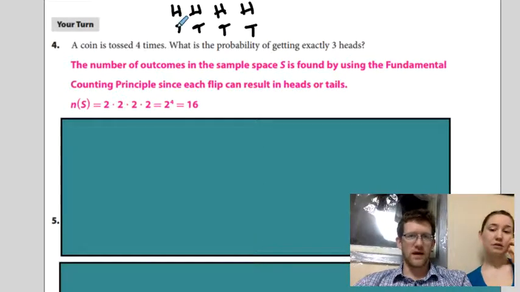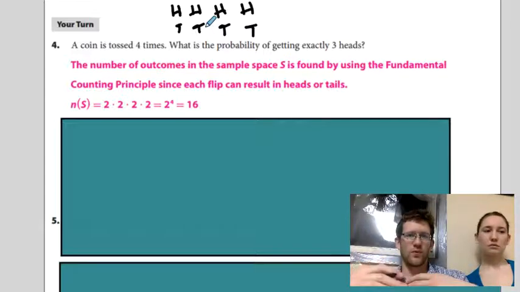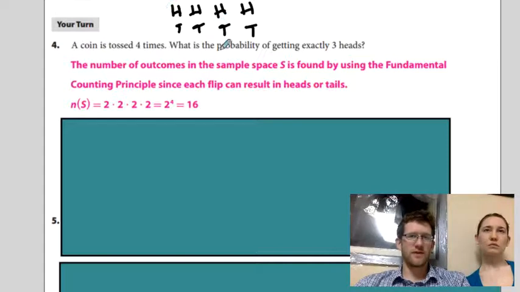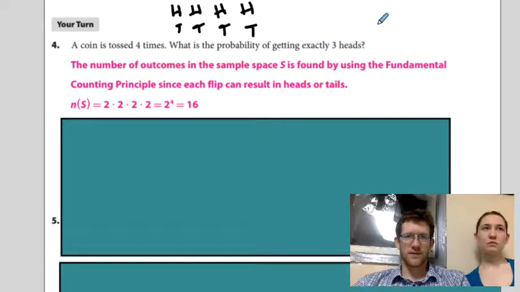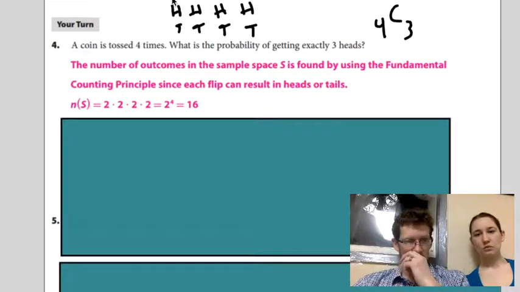Well, let's see, we could get our three heads as heads, heads, heads, tails. We could get heads, heads, tails, heads, or heads, tails, heads, heads, or tails, heads, heads, heads. And in fact, we can use choose notation to choose which three will be heads, right? So of these four, we need to choose three that are heads. So that is 4 choose 3, which comes out to what?